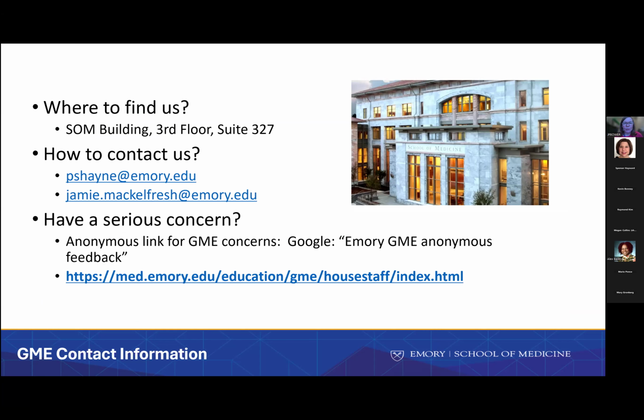If you are in the School of Medicine on the Emory main campus, come by and visit us. We're on the 3rd floor up in Suite 327.